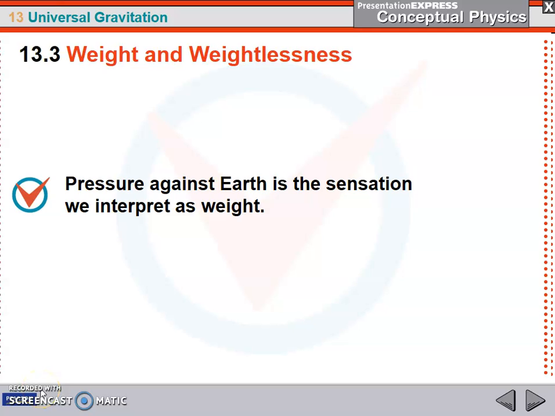Hello, wonderful people. Here we are, chapter 13, Universal Gravitation, and now we're going to talk about what it means to be weight and to be weightless, to experience weightlessness.